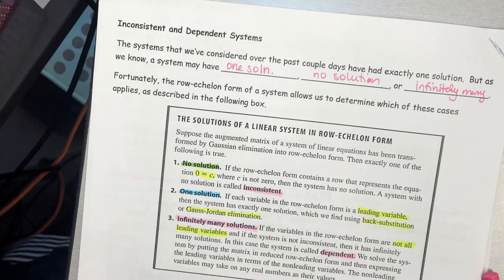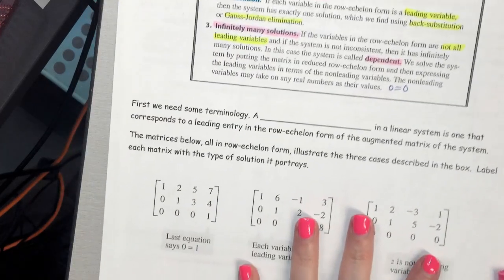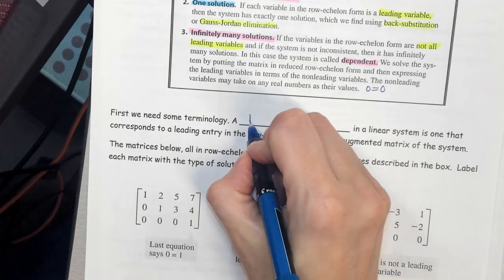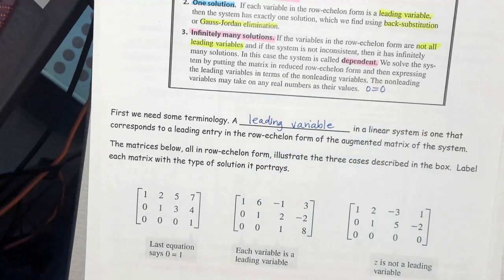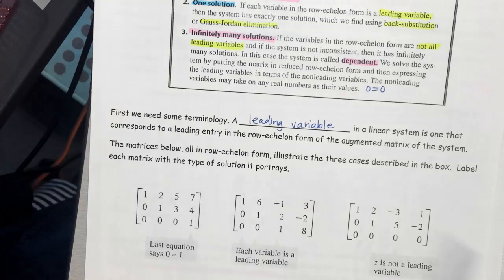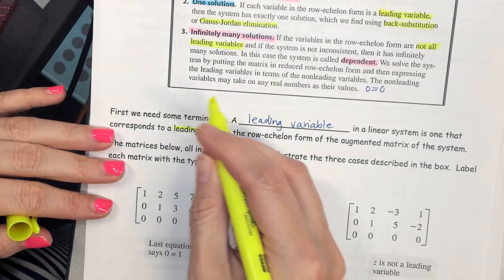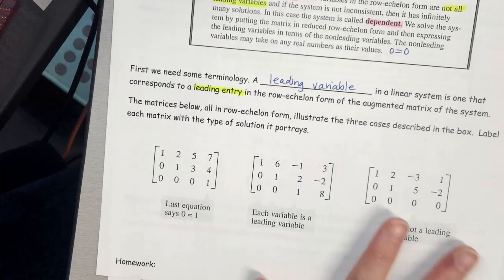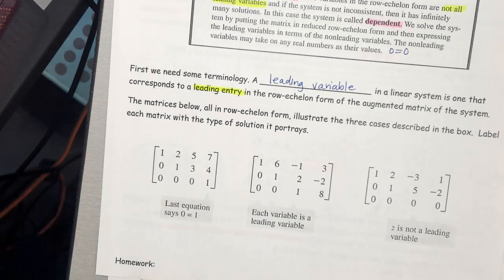So if you have no solution, it's 0 equals a constant. If you have infinitely many, you end up with 0 is equal to 0. Okay, so the leading variable in a linear system is one that corresponds to a leading entry in the row echelon form of an augmented matrix. Okay, and then the matrices below are all in row echelon form. They're going to illustrate those cases. So we're going to label each one.